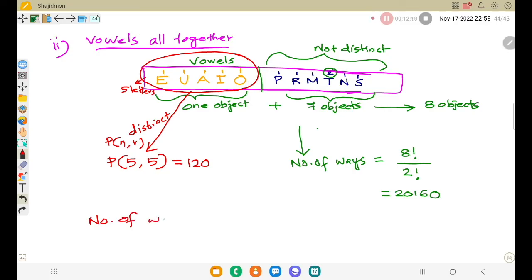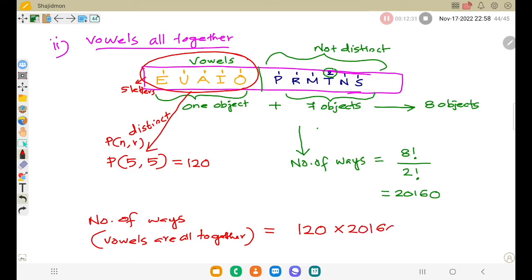Now we can write the total number of ways. Number of ways. Okay? That is vowels all together. Vowels all together, number of ways equals, what do we do? 120 multiply 20160. These two numbers multiply. So what answer did you get? 2419200. Bigger number. Correct? 2419200. This is the number of ways, all vowels together case. Hope you understood this one.